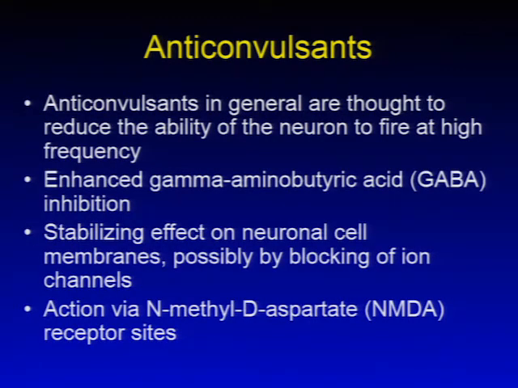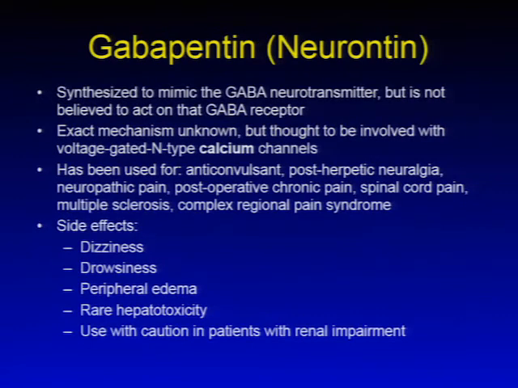Anticonvulsant therapies are a separate category of medicines. They're thought to reduce the ability of the neuron to fire at high frequency. It is thought that they act by enhanced gamma aminobutyric acid inhibition, or have a stabilizing effect on neuronal cell membranes, or NMDA receptor sites.